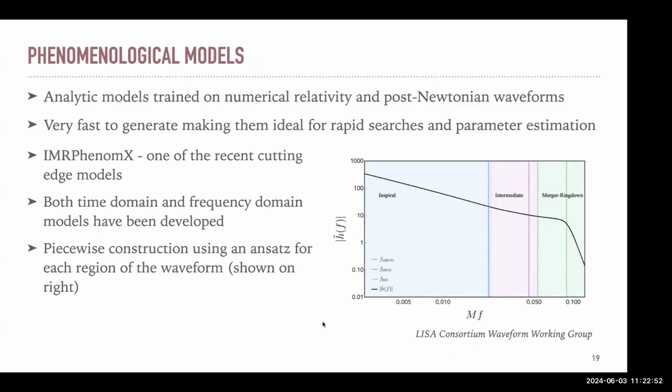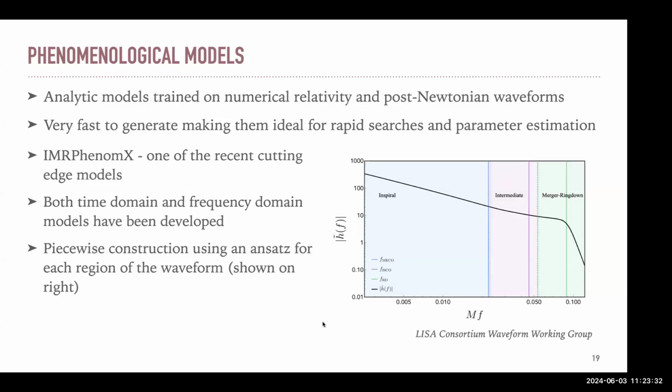Okay, then there are also phenomenological models, which use a physics-informed ansatz that they then train on numerical relativity data and post-Newtonian data, and fit the free parameters that they have. These are really fast to generate, which makes them ideal for searches and parameter estimation, because you can quickly see the initial parameters that led to the gravitational waves that you have. IMRPhenomX, for example, is one of the recent more cutting edge ones. XPHM is really what I should have put there, which has precession and higher order modes, being the more accurate one there.